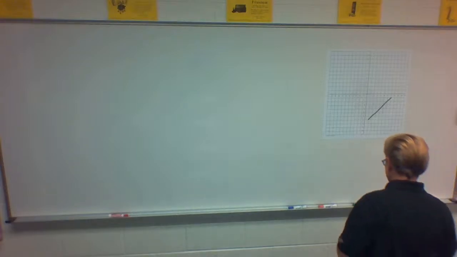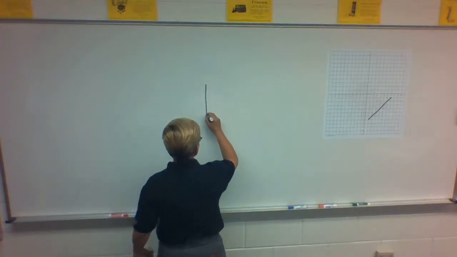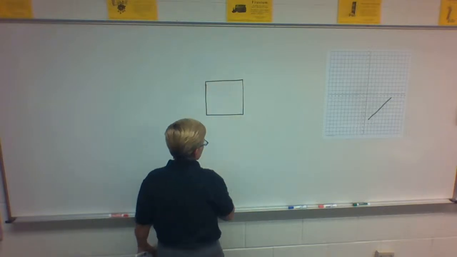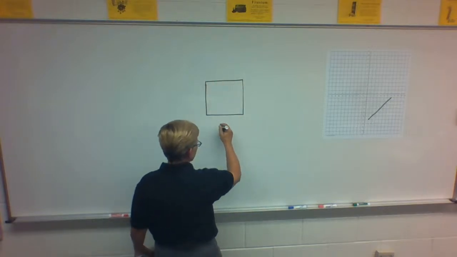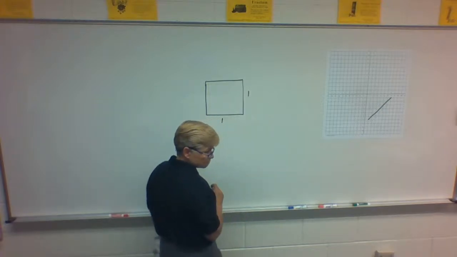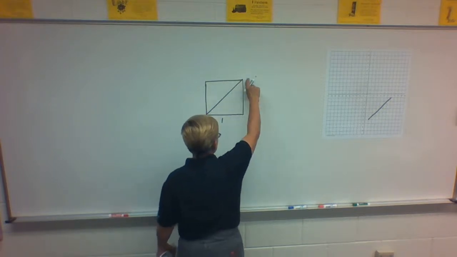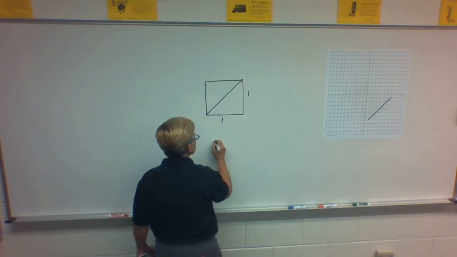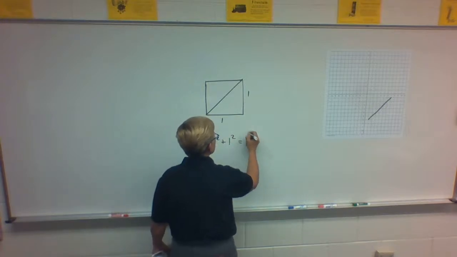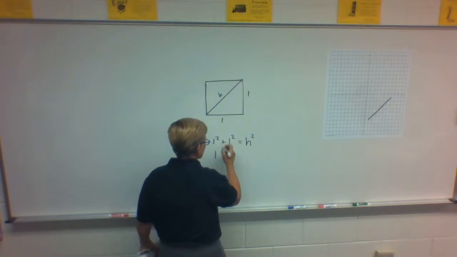But you have to be careful because I want to show you something. I'm going to take one of those grid squares and really blow it up. That's a grid square. It's a square all the way around. And this is one of those grid units, and this is one of those grid units, right? 1 and 1. So how long is this one that connects it from corner to corner? Pythagorean theorem says that 1 squared plus 1 squared equals h squared. They call that h for hypotenuse. 1 squared is 1. 1 squared is 1.